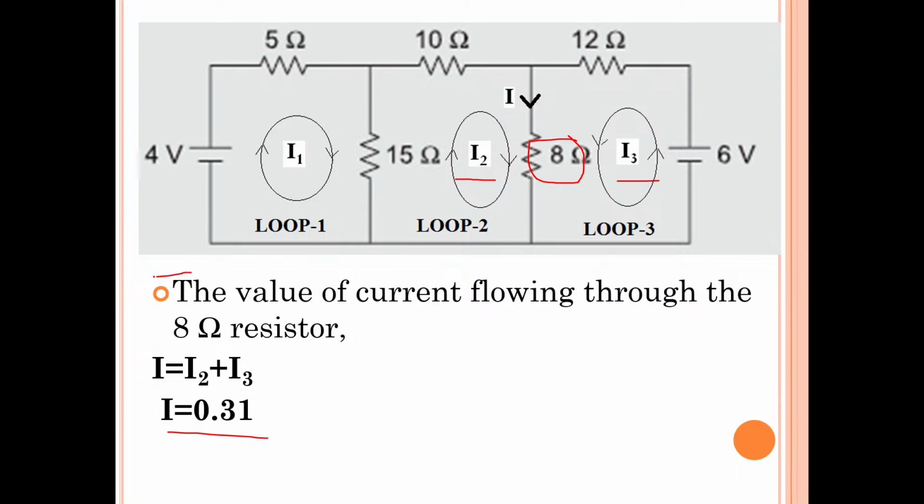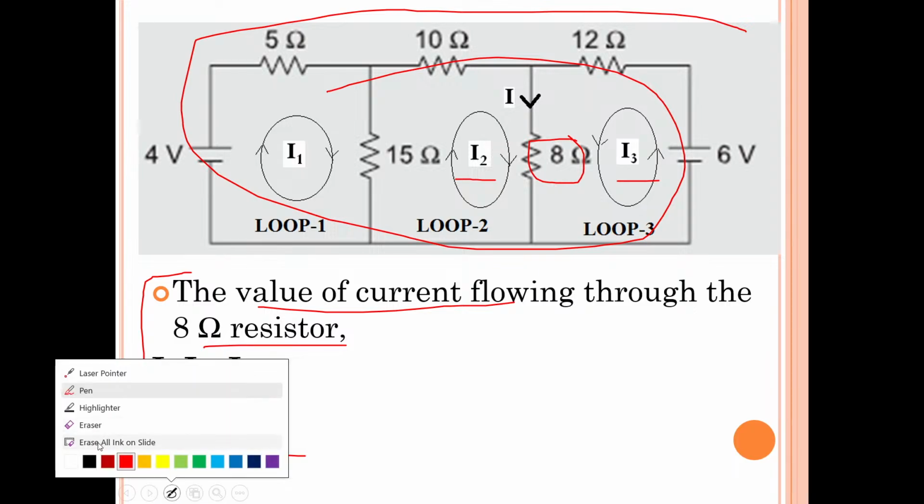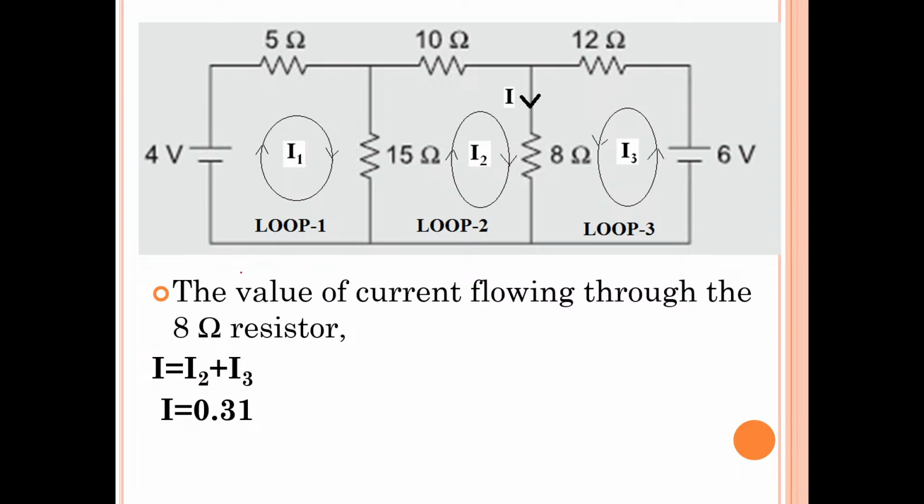No need to draw the circuit again and again. You just write this equation. In order to explain, I have mentioned the circuit here. If you are writing, just write this line: I is equal to I2 plus I3. I value is 0.31. Don't draw the circuit, just write this content.